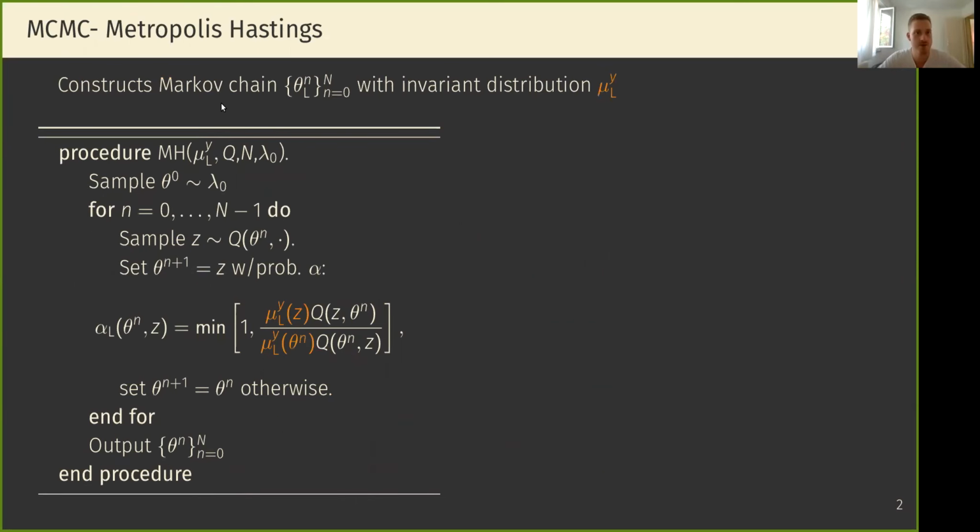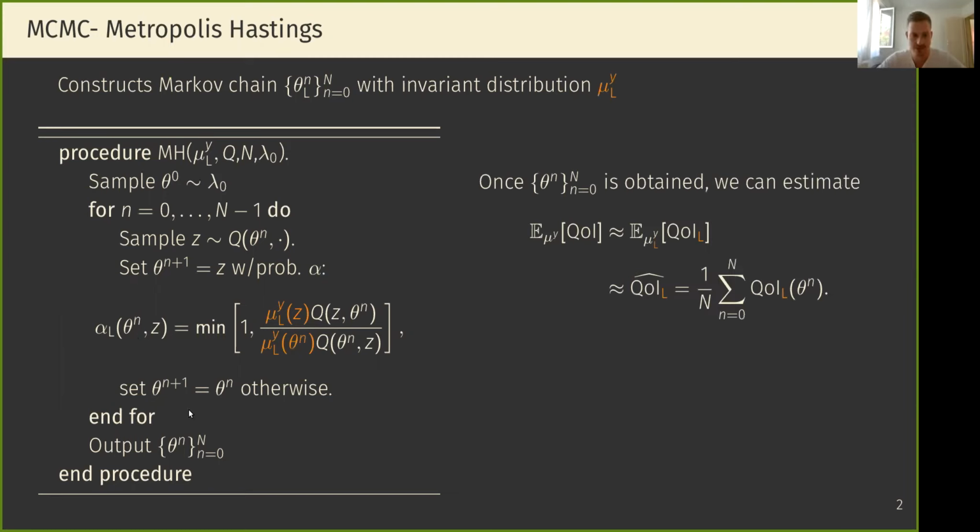So what is a Markov chain Monte Carlo method? Well, the idea of a Markov chain Monte Carlo method is to create a Markov chain theta n L with invariant distribution mu y L. And perhaps the best known MCMC method is the so-called Metropolis-Hastings algorithm, which works as follows. You iterate these two points. You sample a candidate state theta prime from a proposal distribution Q, and you set theta prime as the new state of the chain with this probability alpha L. Otherwise, you reject it and you keep the current state of the chain.